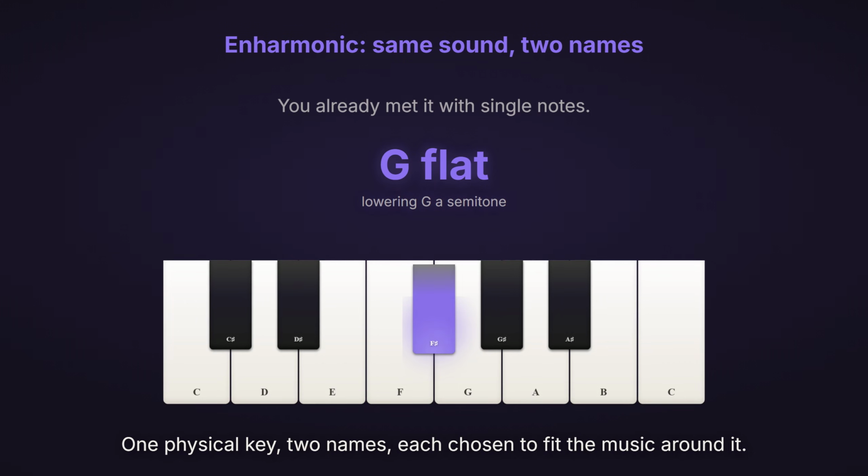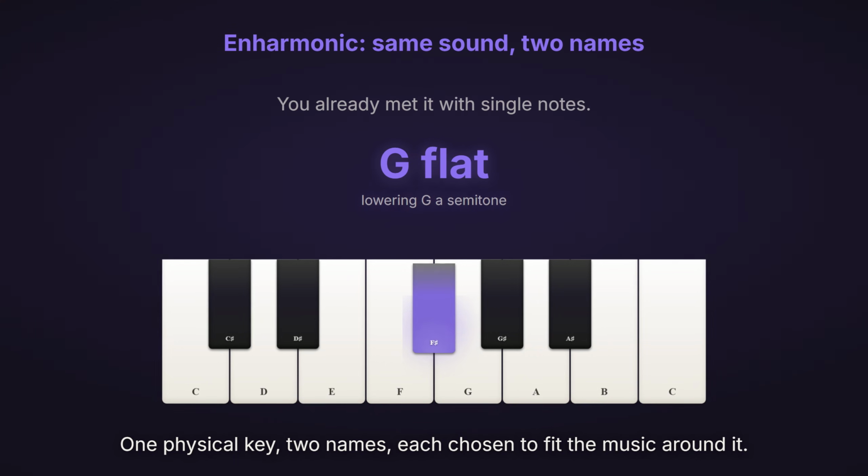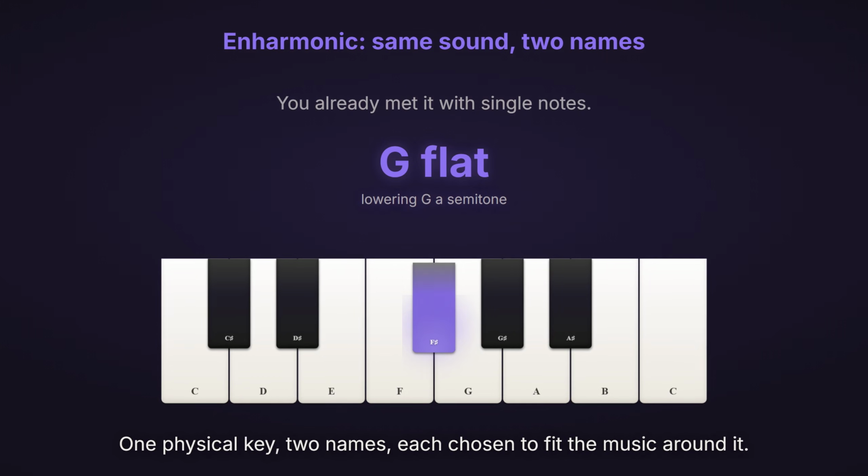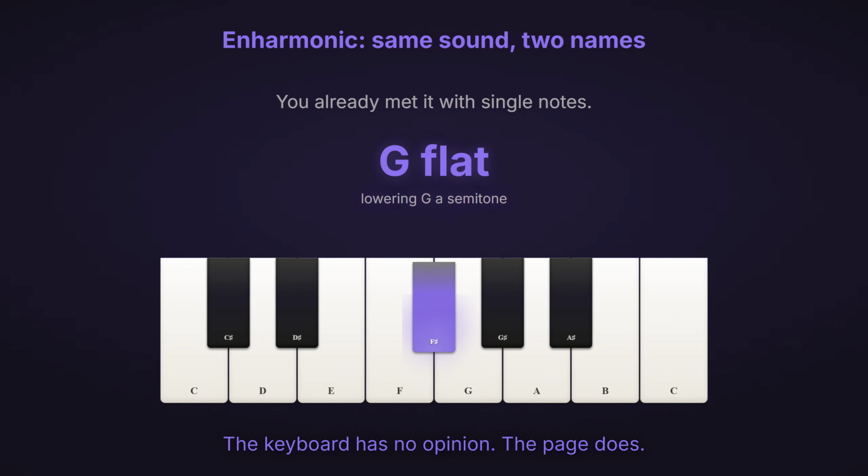A scale built on F will spell it F sharp, a scale built on G flat will spell it G flat. Intervals do the very same thing on a larger scale. The distance between two keys gets one number when it is spelled one way and a different number when it is spelled the other way, even though your ear hears a single, unchanging sound. The keyboard has no opinion. The page does.